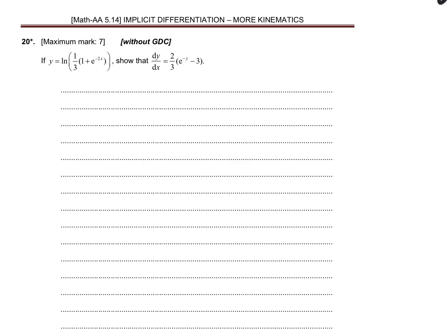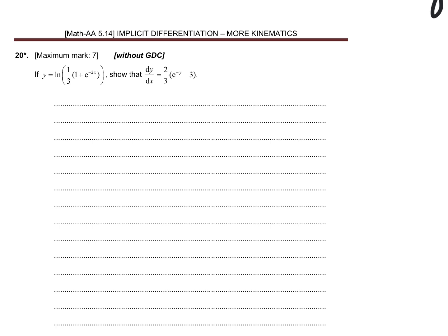All right, so this is, if y equals that, show dy dx is that. Okay, so this is one of those ones where it's like a method to remember kind of thing. So since we see e to the y-ish over there, we can do e to both sides, okay? So we're going to have e to the y, and then e to the natural log goes away. So we're going to have this.